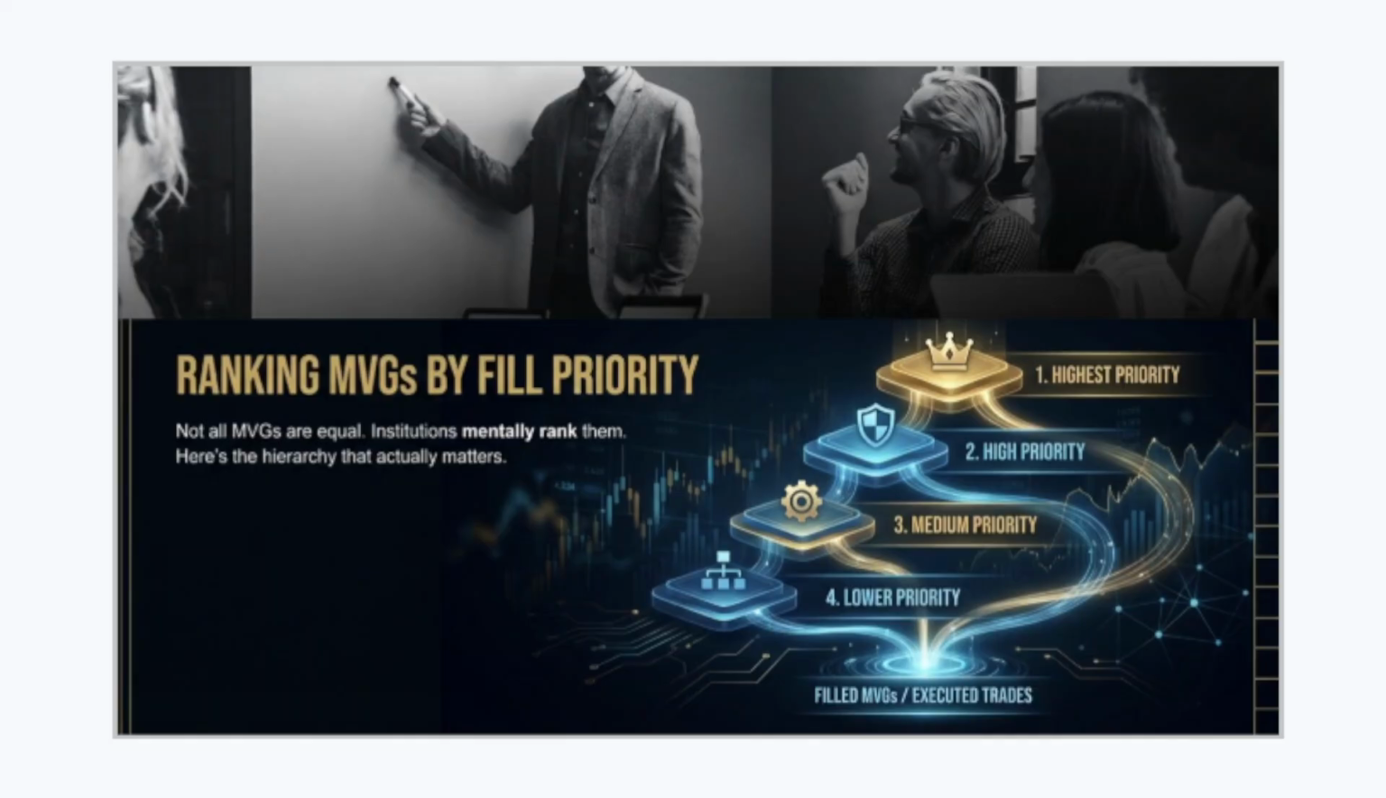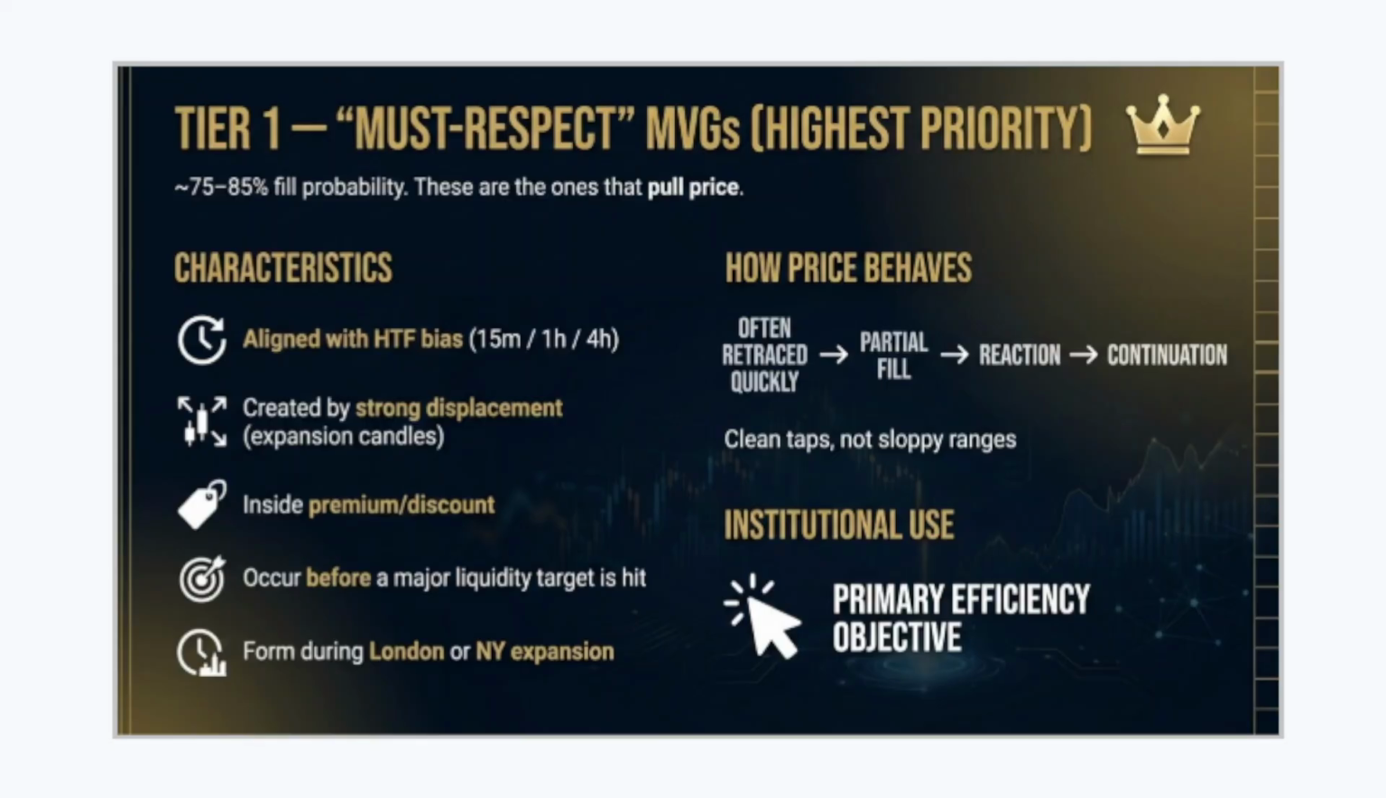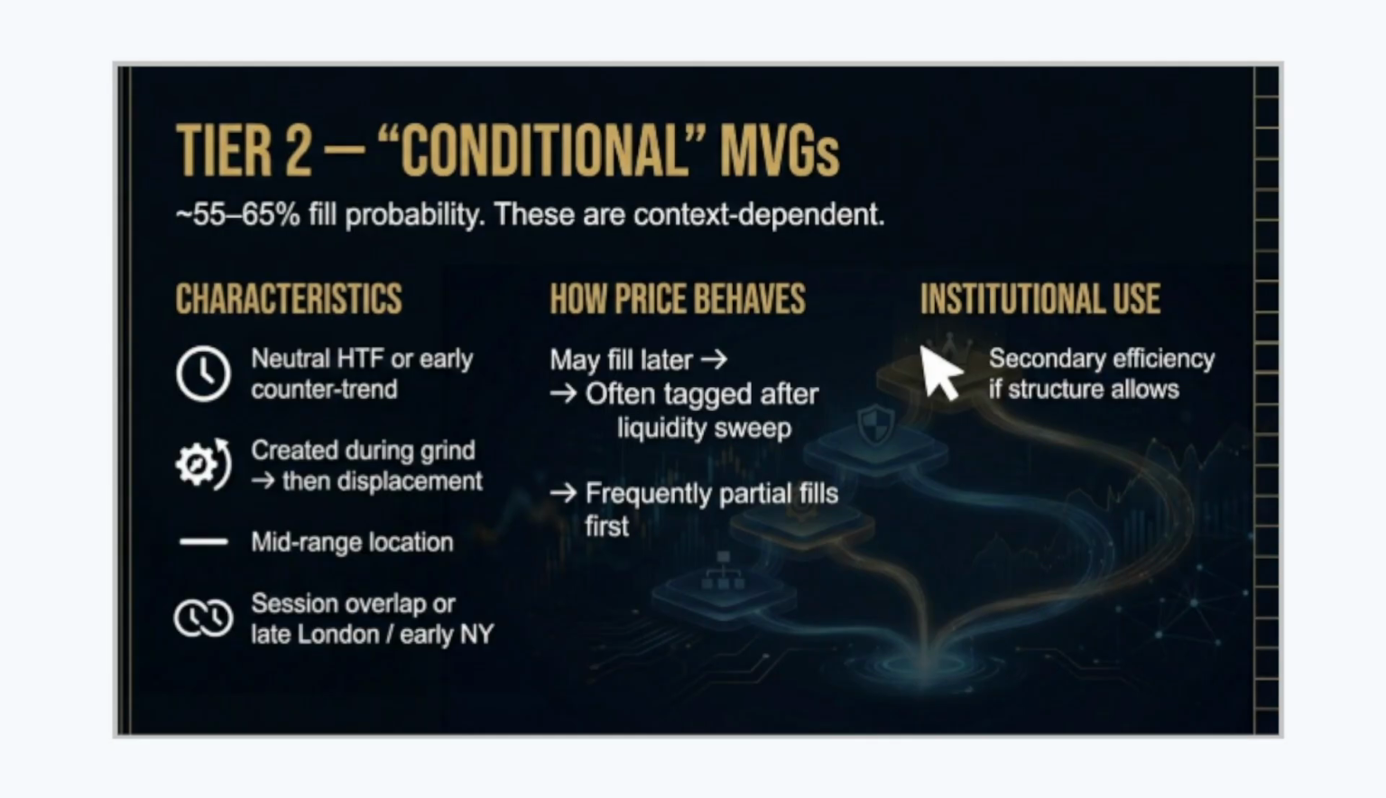Not all MVGs are equal. Institutions mentally rank them based on fill priority. This hierarchy matters for your trading decisions. Tier 1, or must-respect MVGs, have the highest priority and about a 75 to 85% fill probability. They pull the price, are aligned with high timeframe bias, created by strong displacement, and are the primary efficiency objective for institutions.